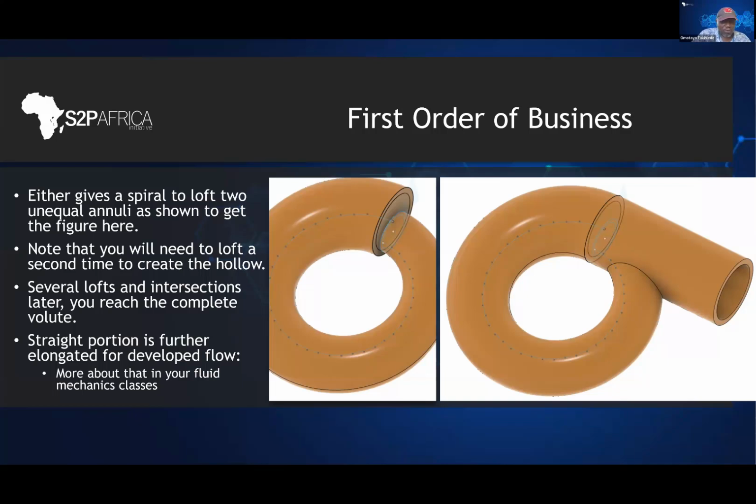I will first of all have to look at your responses in your homework to see whether enough of you succeeded in making the basic volutes and so on. You will know that you will need a loft a second time to create the hollow, but we'll talk about that later on. Let us just move on.